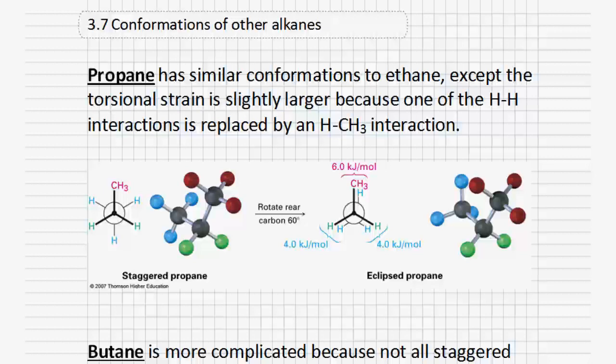Going beyond ethane, let's add a carbon to it. Let's go to propane. Propane will be very similar to ethane, except the torsional strain will be slightly larger because instead of having one of the HH interactions, we now have an H to a CH3 interaction. The other ones are still the same, but if I have eclipsed propane, now I have a hydrogen trying to share space with a larger methyl group. Okay? But otherwise, it's going to look very similar.